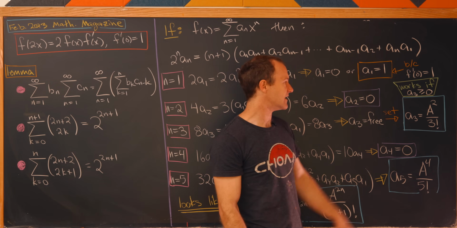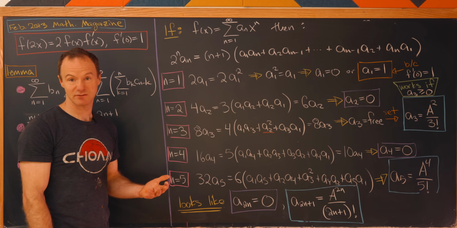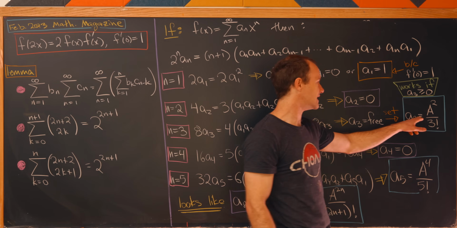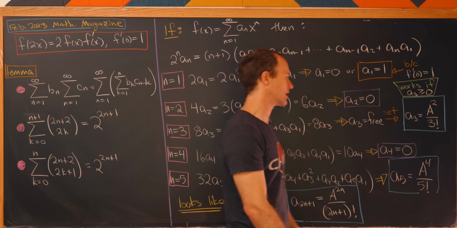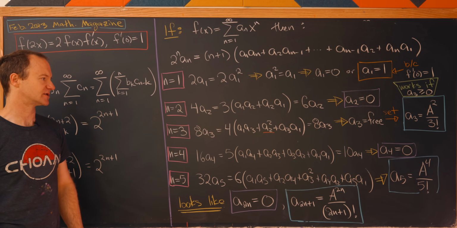Now, what happens if A3 is less than 0? Well, in that case, you need to do something fairly similar, but it'll be the same sort of idea. You would set A3 equal to negative A squared over 3 factorial and see what happens. I'll let you work out those details on your own.